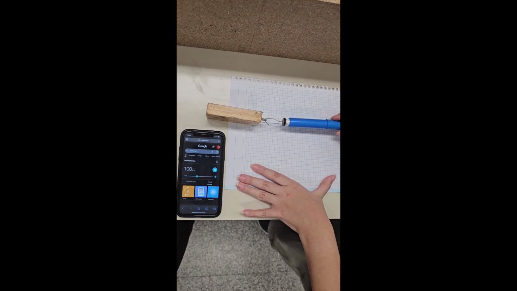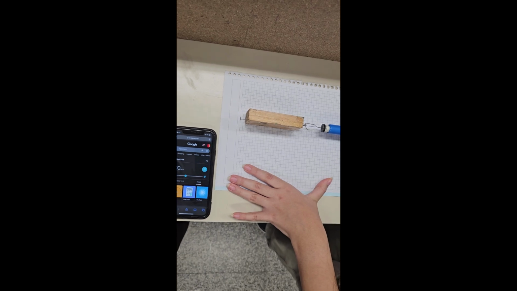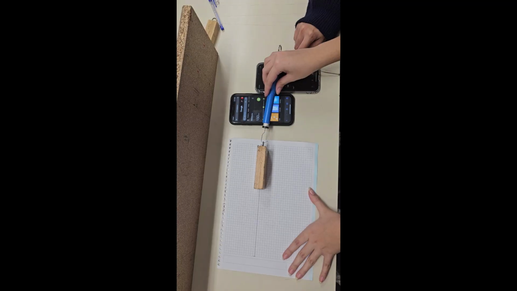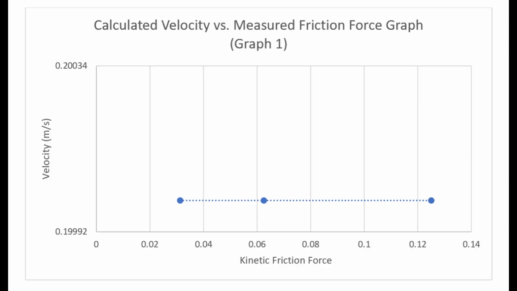And now, let's try to simulate different constant velocity amounts and try to see independence of velocity. As we can see from the graph, the independence of the velocity of kinetic friction is verified.